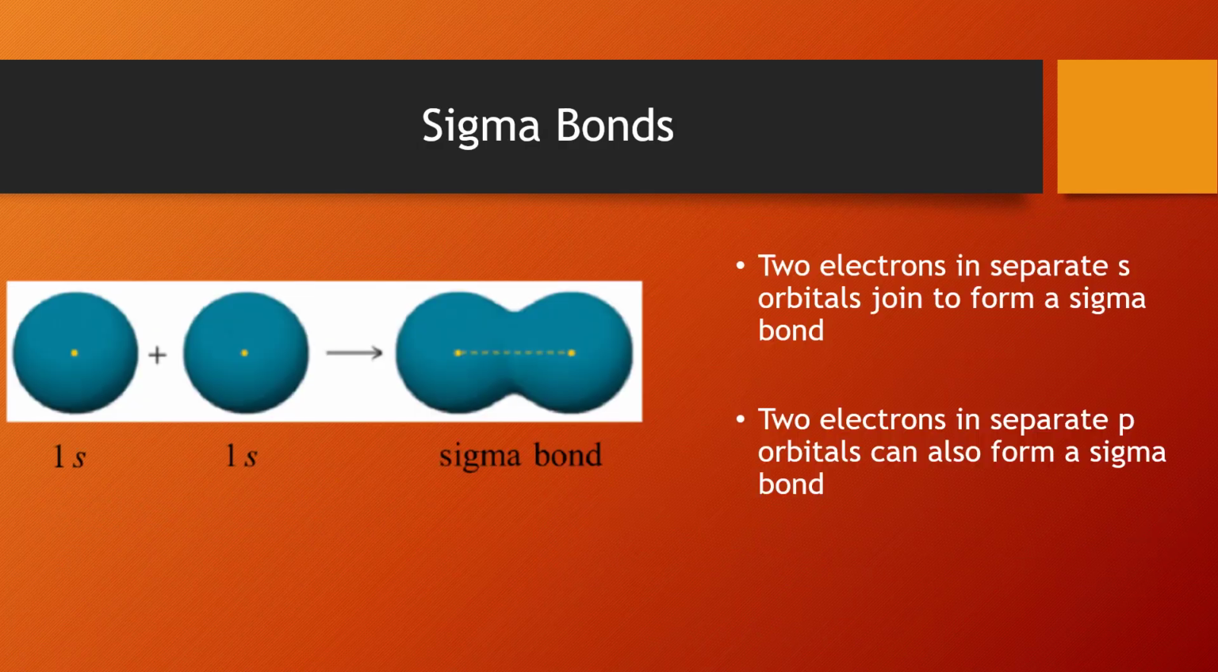So you have the two s orbitals, each of which has a single electron in it, and they overlap somewhat to form a sigma bond. So that's where you have that symmetrical around the axis distribution of electrons. That's a molecular orbital right there, or specifically a bonding orbital called a sigma bond. Now what about having the p orbitals? You can actually have two separate electrons in separate p orbitals also forming a sigma bond. So just remember that too.